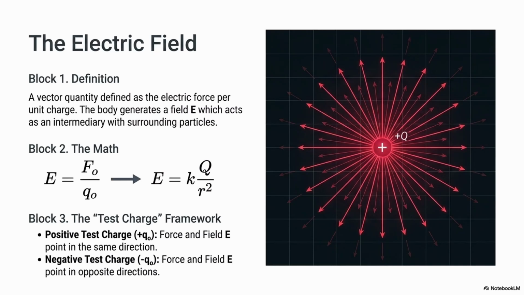And to measure that, we use the test charge framework. If you drop a positive test charge into a space, the electric force and the electric field point in the exact same direction. And if you drop a negative charge in, they point in opposite directions. Exactly, which makes visualizing them really consistent. Which is exactly what we do, clicking over to slide 11.